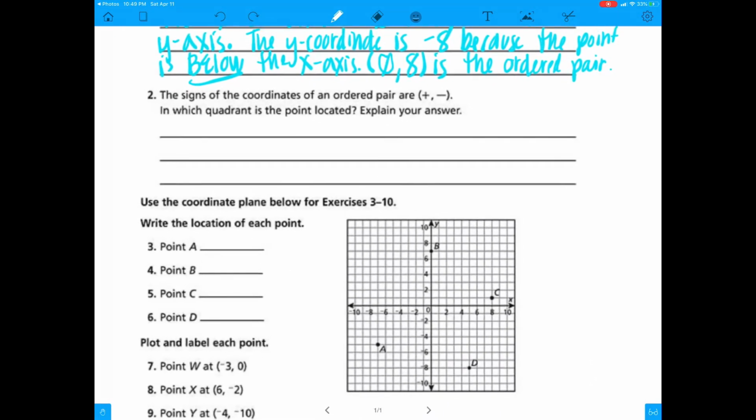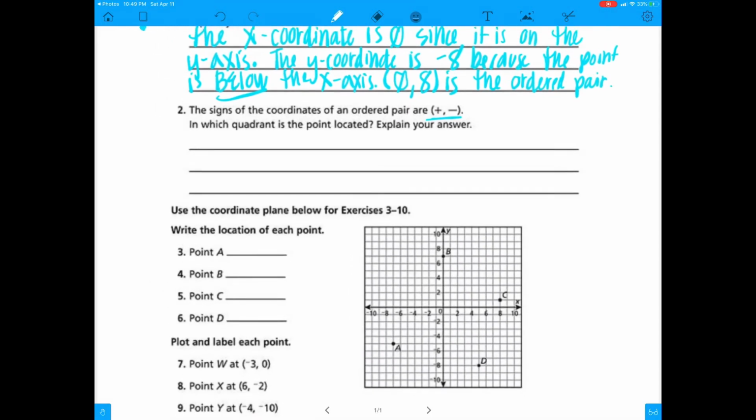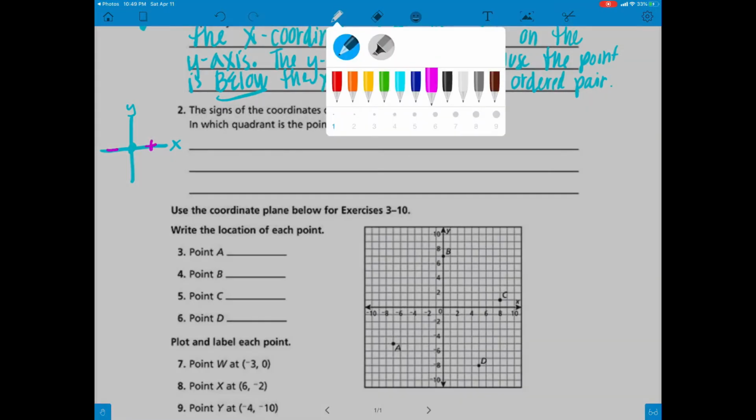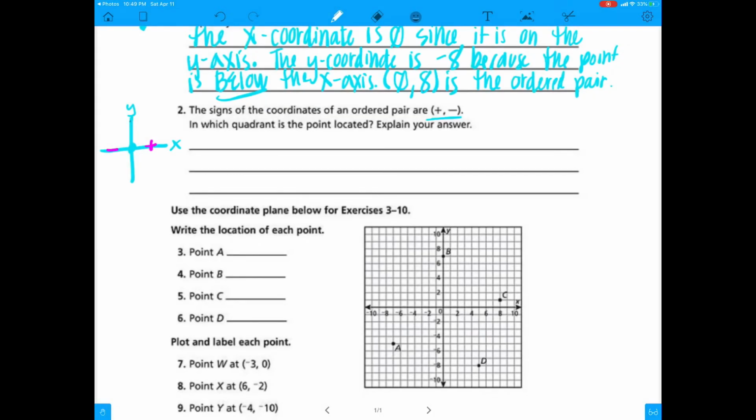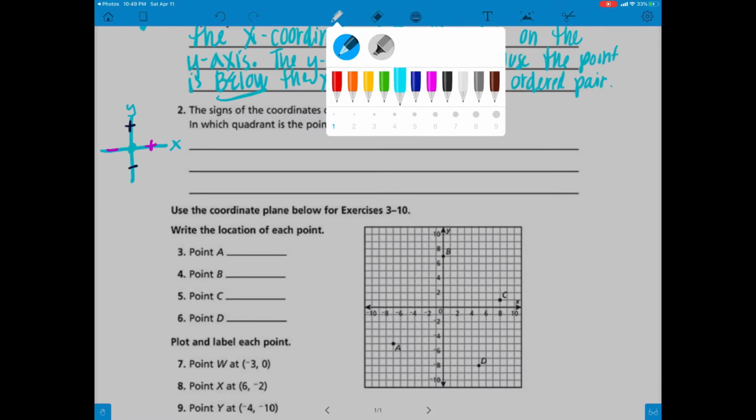The signs of the coordinates of an ordered pair are positive, negative. Which quadrant is the point located? Again, 4 quadrants. Quad, that's 4 quadrants on the coordinate plane. You have an x and a y axis. You always go left or right first. So boom, you have to pick. And I'm labeling this with positive and negative. Quadrant 1 is positive, positive. That means the x is positive and the y is positive.